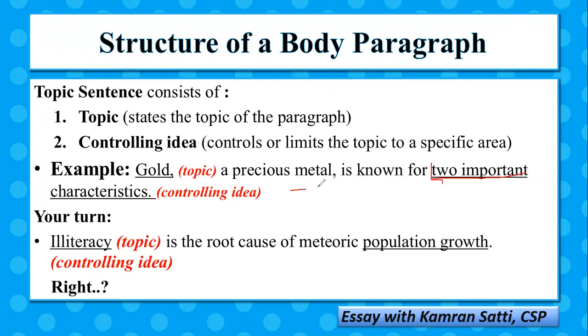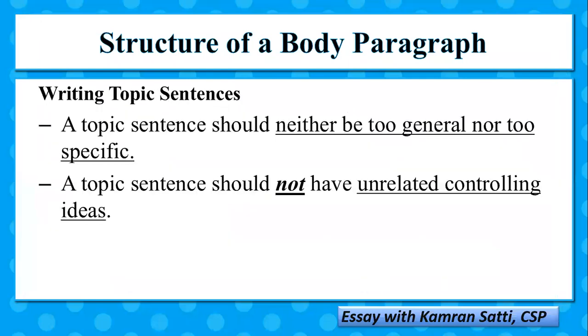What I can do is state two controlling ideas in one sentence, but it depends from essay to essay. If your essay is about the causes and effects of an energy crisis, then it is better that you write about one effect in one paragraph. That would make it a lot easier. This was just to give you an illustration that a topic sentence should not have unrelated controlling ideas. You can't just write one social effect and one political effect of the energy crisis in one paragraph.